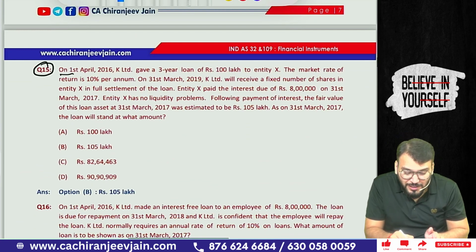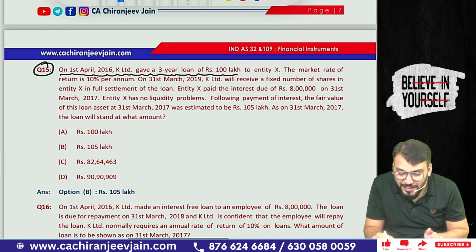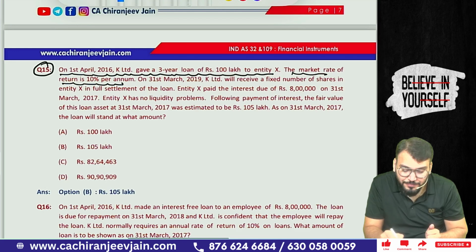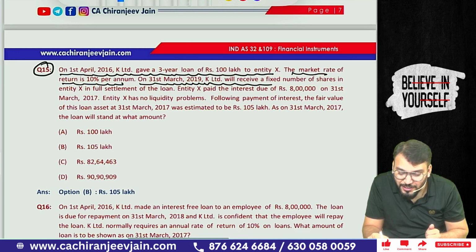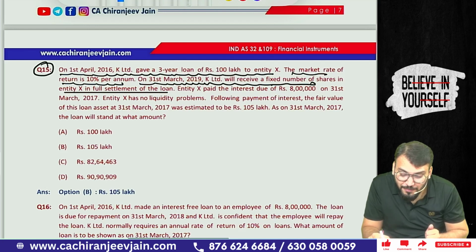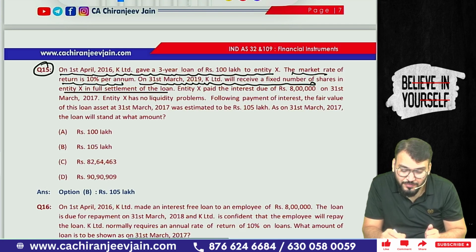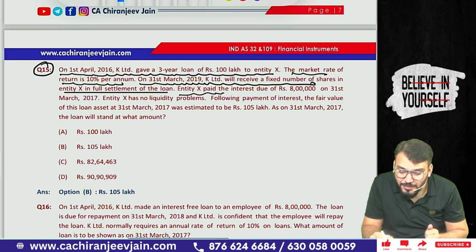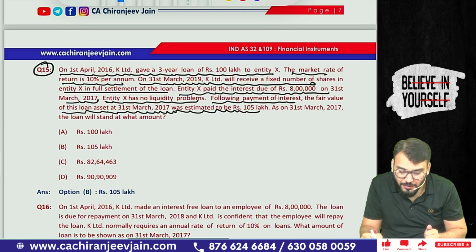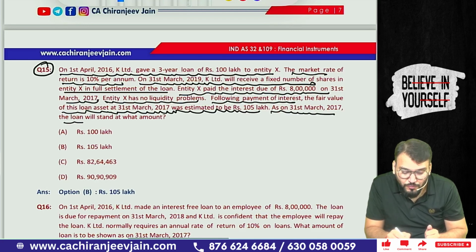Question 15. On 1st April 2016, K Limited gave a 3-year loan of 100 lakh to entity X. So K Limited has given a loan. The market rate of return is 10% per annum. On 31st March 2019, K Limited received a fixed number of shares in entity X in full settlement of the loan. Entity X paid the interest due of rupees 8 lakh on 31st March 2017. Entity X has no liquidity problem. Following the payment of interest, the fair value of the loan asset at 31st March 2017 was estimated to be 105 lakh. As on 31st March 2017, the loan will stand at what amount?